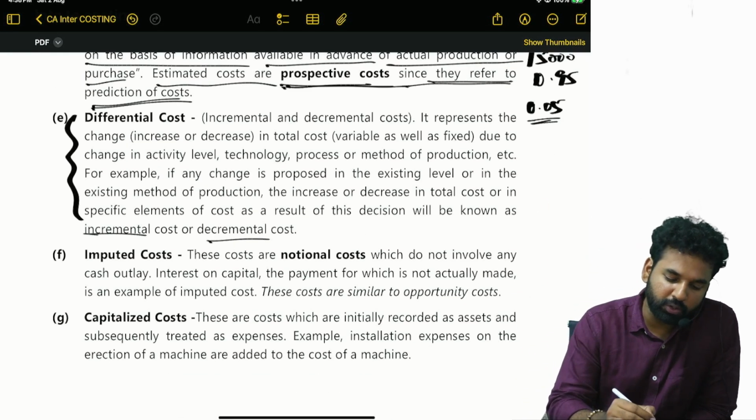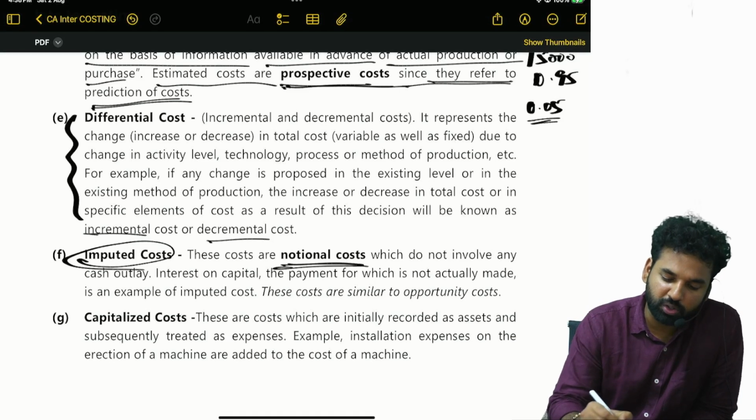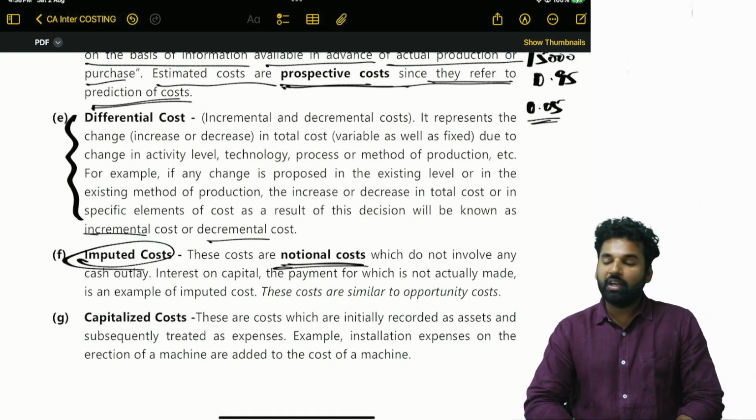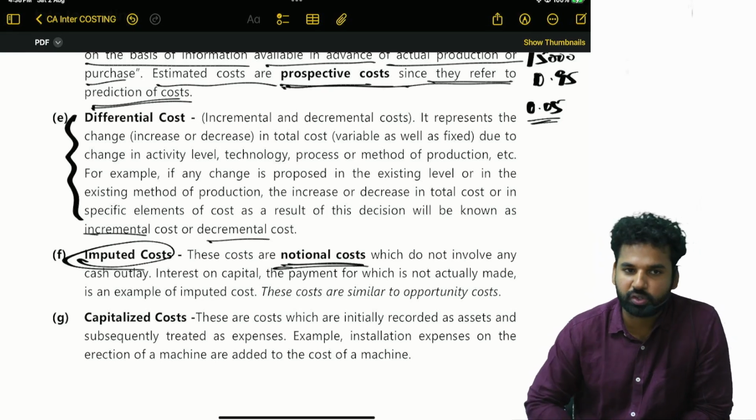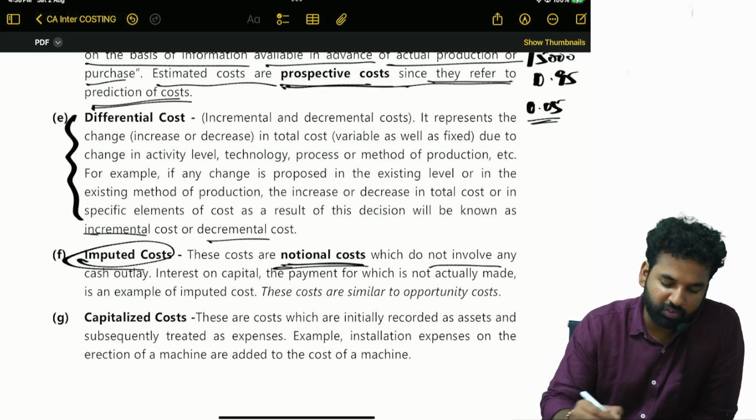Next, imputed cost, or notional cost. Notional cost means what? It is not actually incurred. That means there is no cash outflow. This is notional cost, which does not involve any cash outflow.